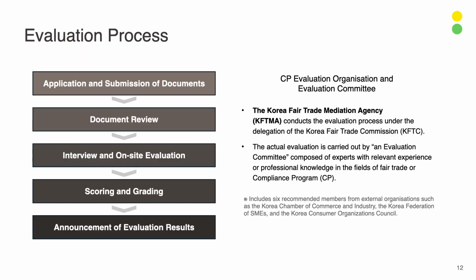So, how does the evaluation actually work? First, companies apply in March and submit their documents. The key document is the performance report, which is more than 200 pages long. They also submit the compliance manual and a short summary of key achievements.